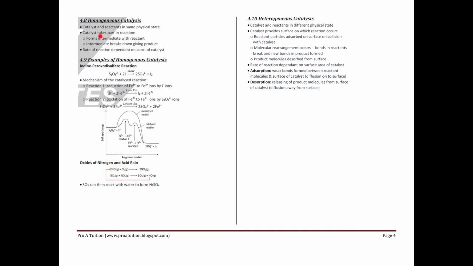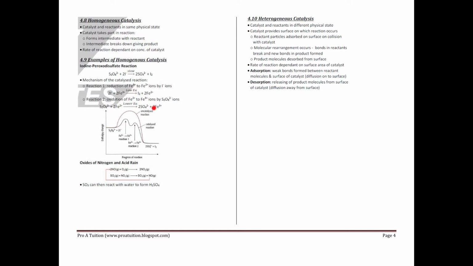Come back to the information here. They say they form an intermediate, and the intermediate breaks down giving product. So we have to know from reaction 1 and 2 which one is the intermediate. The intermediate is the one that is formed here and at the end used up to form something else, which is iron 2. An intermediate does not exist in the overall equation. Since iron 2 appears on both sides, we can cut out the iron 2. Iron 2 is the intermediate.